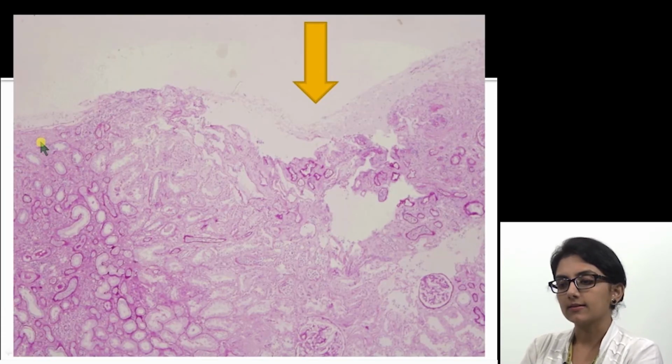And this is a low power view of a patient of chronic pyelonephritis, and you can see this dip on the capsular surface, which is really your scar, along with the interstitial fibrosis and tubular atrophy, and this scarring extended deep from the cortex to the medulla to overlie the pelvic calyceal system.